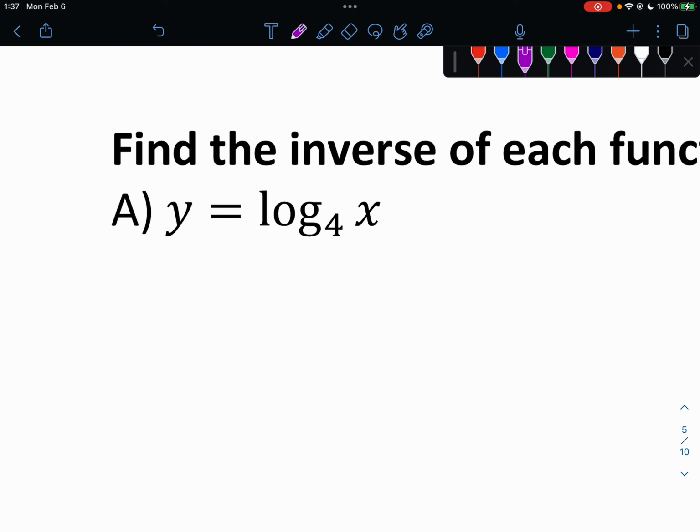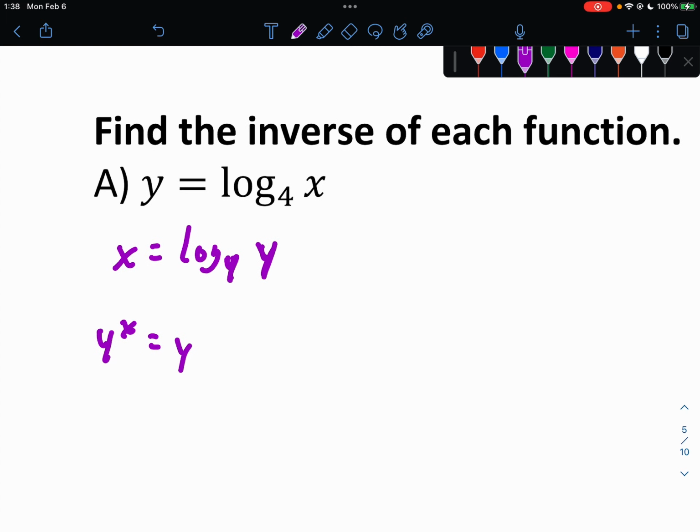All right, so first thing, we're going to switch x and y. Next thing would be to isolate the log by itself. That's already done. The log is by itself right now. So we have log base 4 of y equals x. Now we're going to change it from logarithm to exponential. So 4 to the x equals y. Solve it for y, but that's already done. So our answer is y inverse equals 4 to the x.